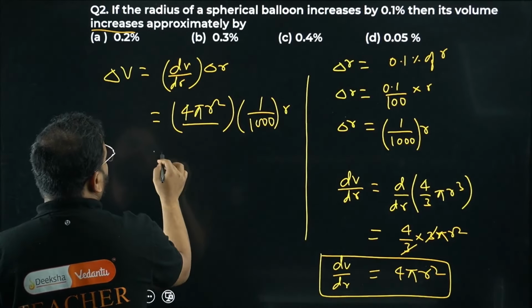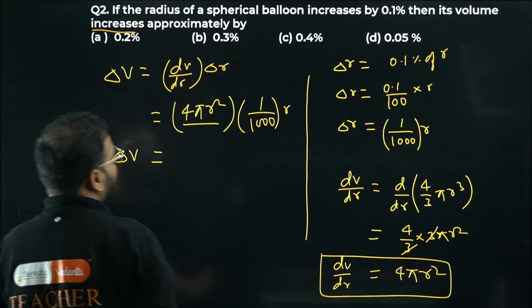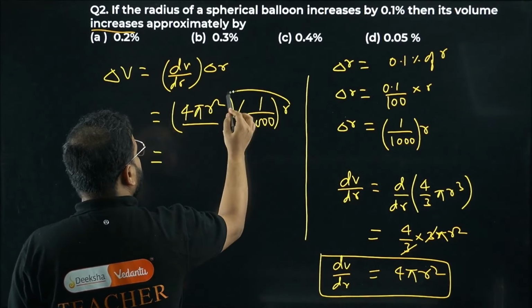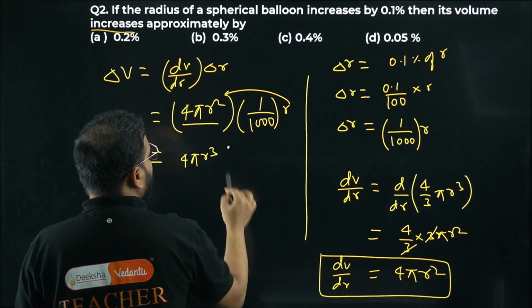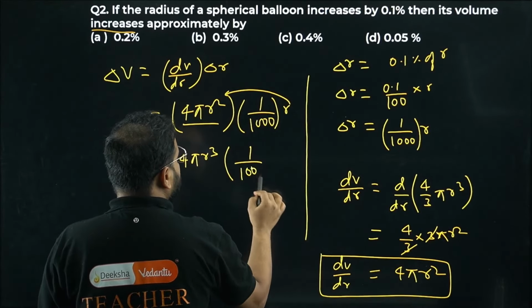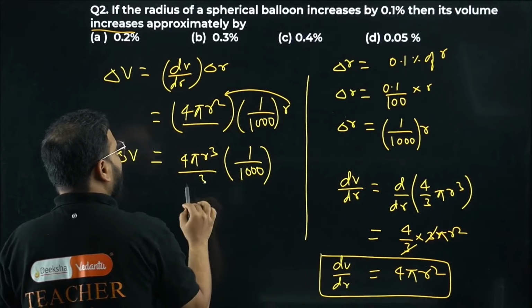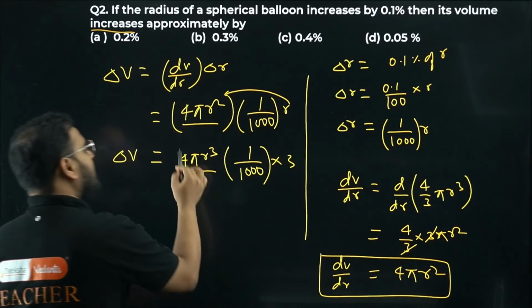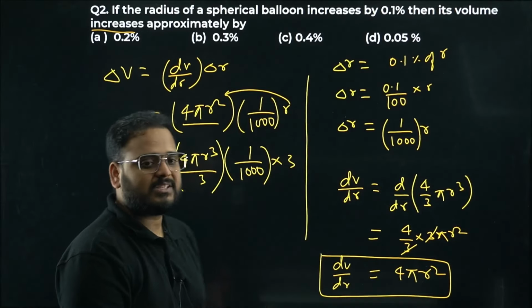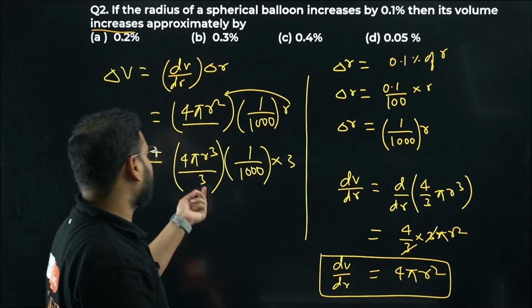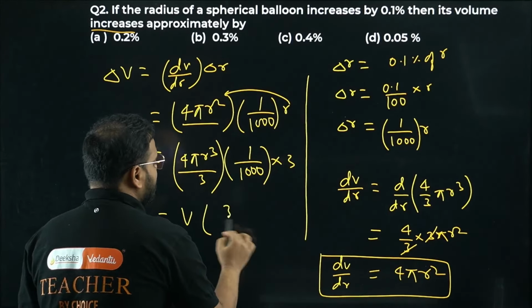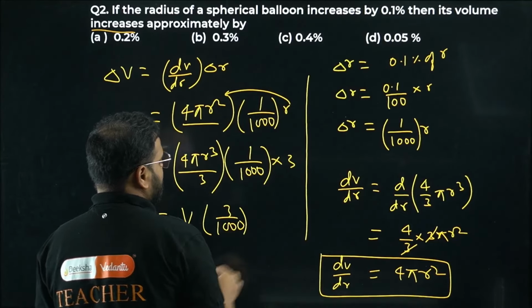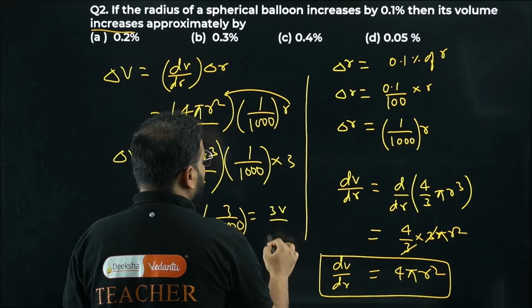From here, what we are getting is delta v, the change in the volume, equals, multiplying this r here, 4 pi r cube times 1 by 1000. Multiply here by 3 into 3. Why? Because this will become the volume formula, so I multiplied by 3 and divided by 3. It will become V, and it will become 3 by 1000. How much is that? 3V by 1000.